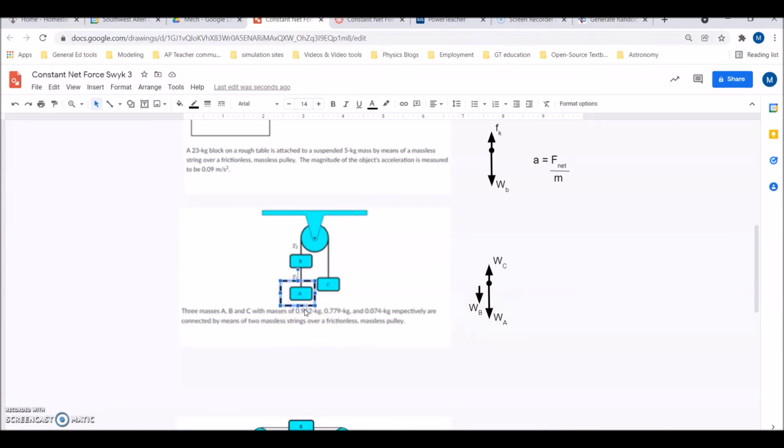Perhaps it's asking for tension 2 and not tension 1. I think I would make C my system. And so in that case, I'd have tension 2 up, that's bigger than weight C down. I already found the acceleration as explained earlier. And then I can find out what the tension is by writing a net force equation. F net equals T2 minus weight C.